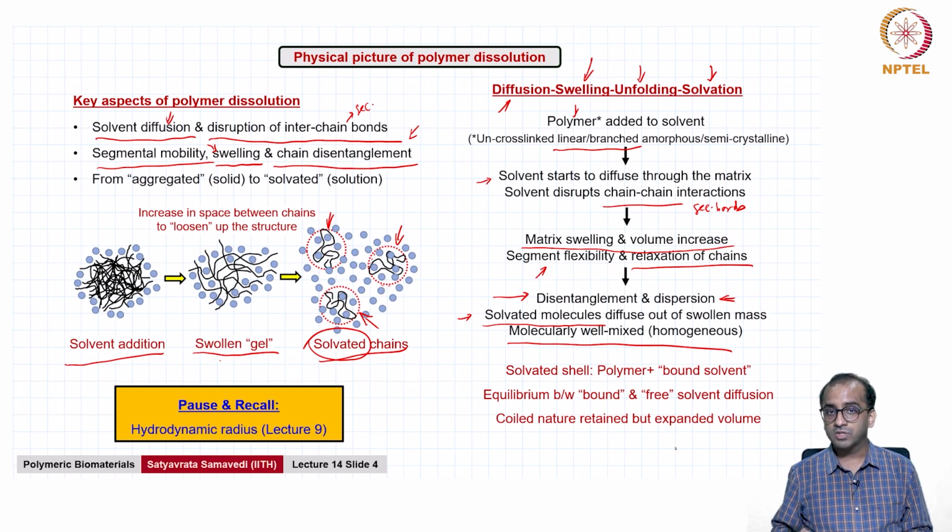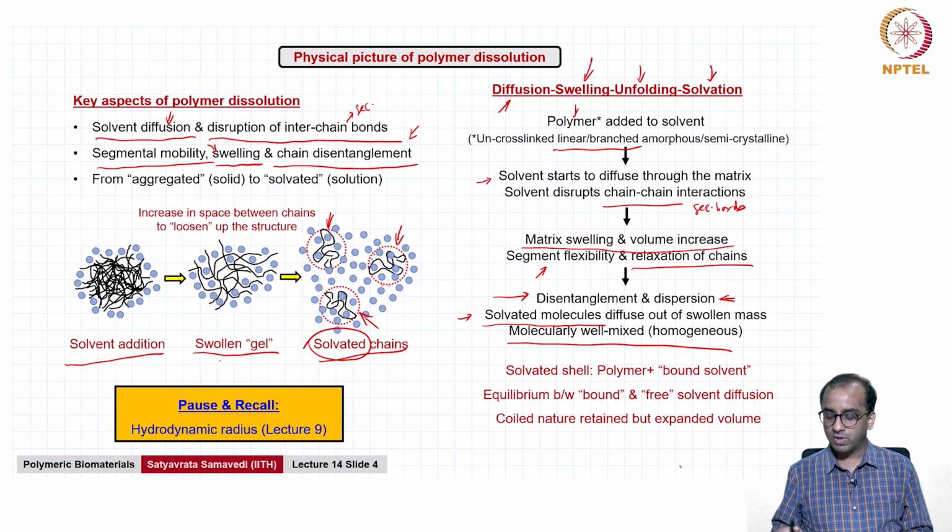Now, this should give you a sense of why this takes time, because there is a time scale associated with diffusion, there is a time scale associated with swelling, there is a time scale associated with unfolding of chains, where now the chains start to interact with the solvent more than they want to interact with themselves, and they get fully solvated. So, there are specific time scales associated with each of these, and as a result, the entire process takes far more time than for a small molecule.